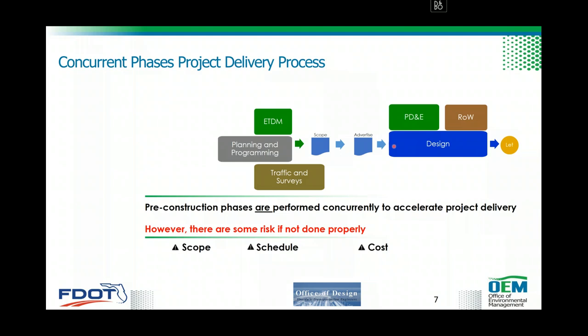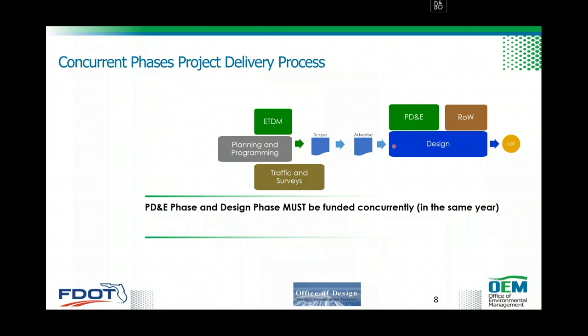The schedule also, how you're going to line up activities to support a NEPA approval, as well as design plans for your project, and also the cost. If you don't do very well on scope and schedule, ultimately you have some issues with the cost. So one condition to perform concurrent phases is that both phases, PD&E and design, must be funded concurrently in the same year. So by the time you program your project, you have to program both PD&E and design together.